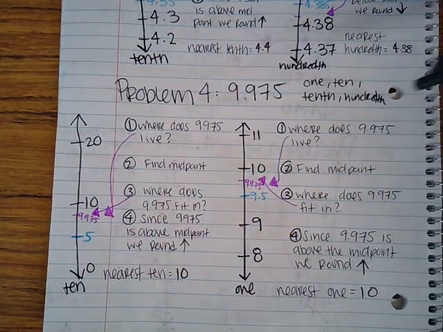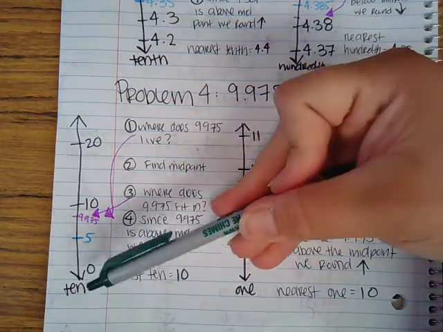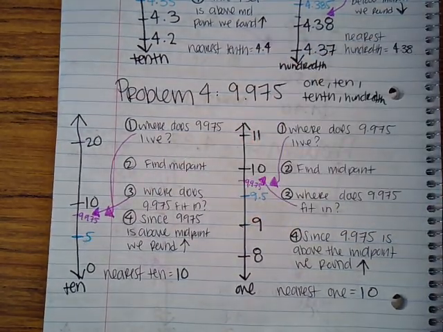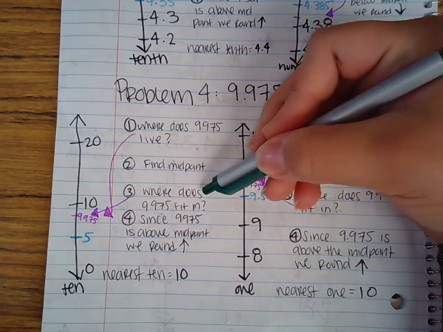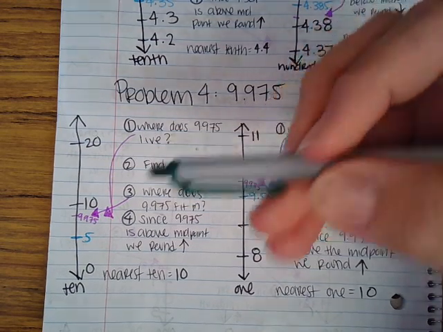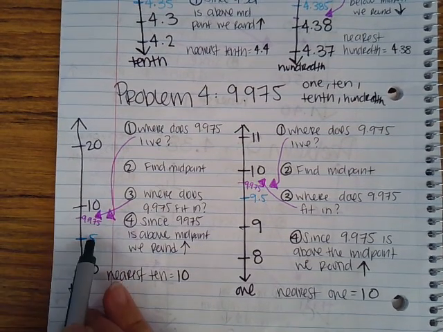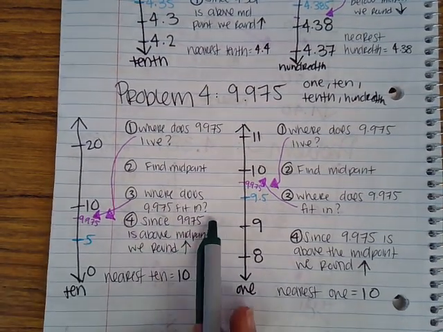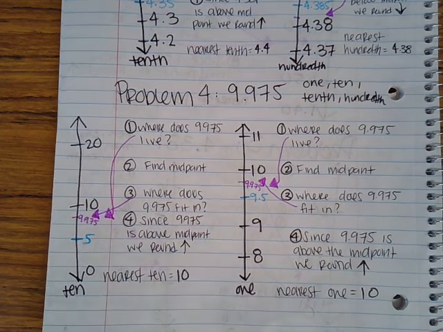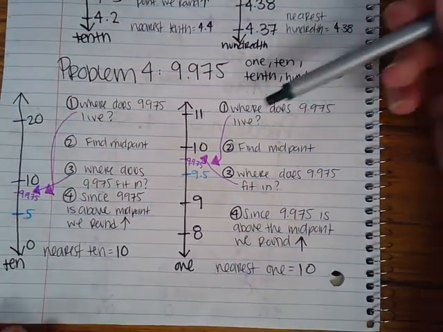Okay, so next, number 2, we're going to find the midpoint. The midpoint between 0 and 10 is 5, written here in blue, okay? So now, where does 9.975 fit in? Does it fit in between 0 and 5 or 5 and 10? Fits between 5 and 10. So since 9.975 is above the midpoint, we round up. So the nearest 10 is 10.